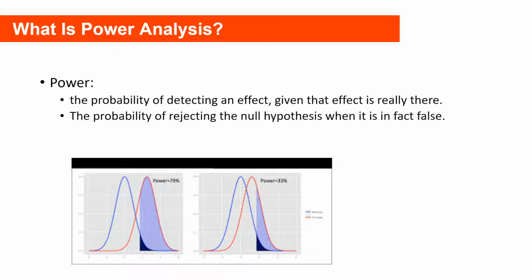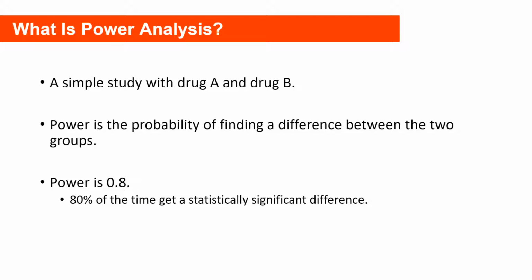For example, there is a simple study with drug A and drug B, and the drug truly is effective. The power is the probability of finding a difference between the two groups. So imagine that we had a power of 0.8 and that this simple study was conducted many times. Having power of 0.8 means that 80% of the time we will get a statistically significant difference between the drug A and the drug B groups.